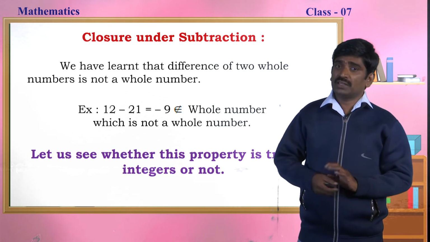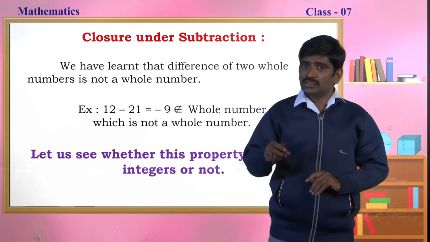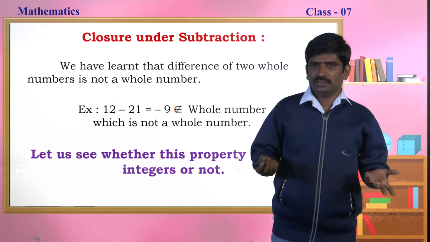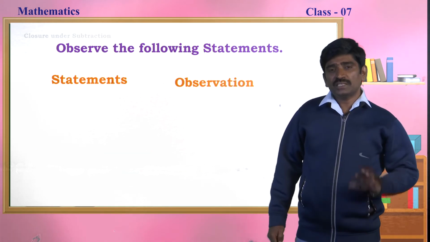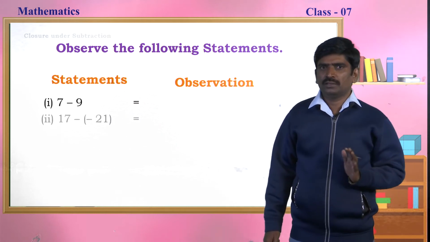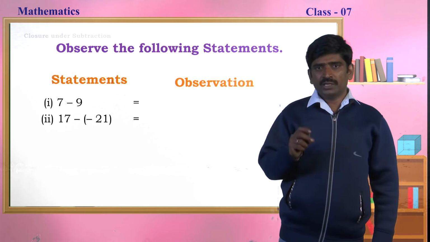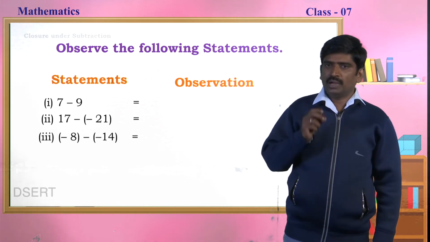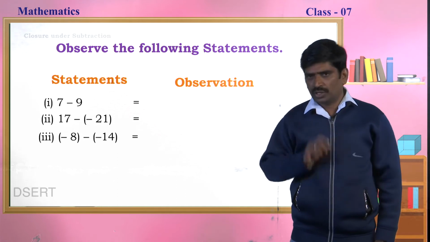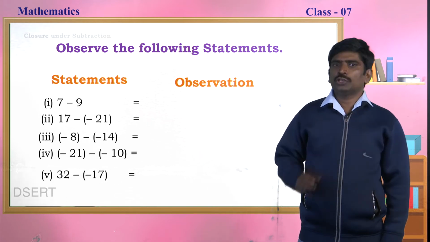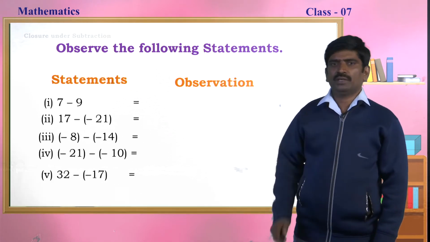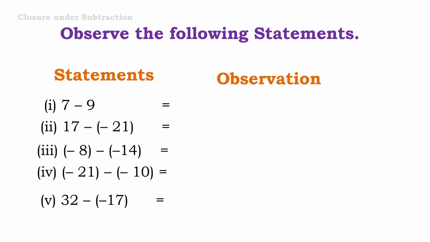Let us see whether this property is true for integers or not. Does it hold good in integers? Okay, verify it. Observe the following statements. First one, 7 minus 9. Second one, 17 minus of -21. Third, -8 minus of -14. Fourth one, -21 minus of -10. Fifth, 32 minus -17. Next, what is the answer? First one, -2. Very good. Is -2 an integer? Yes, it is an integer. Second one, what is the answer?